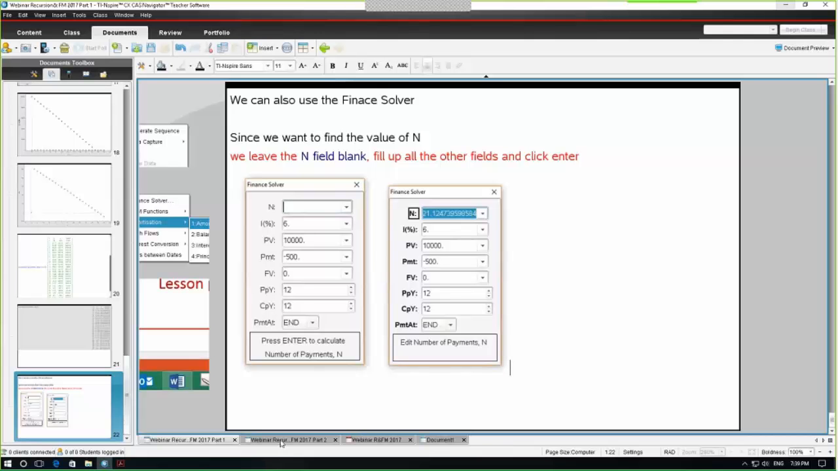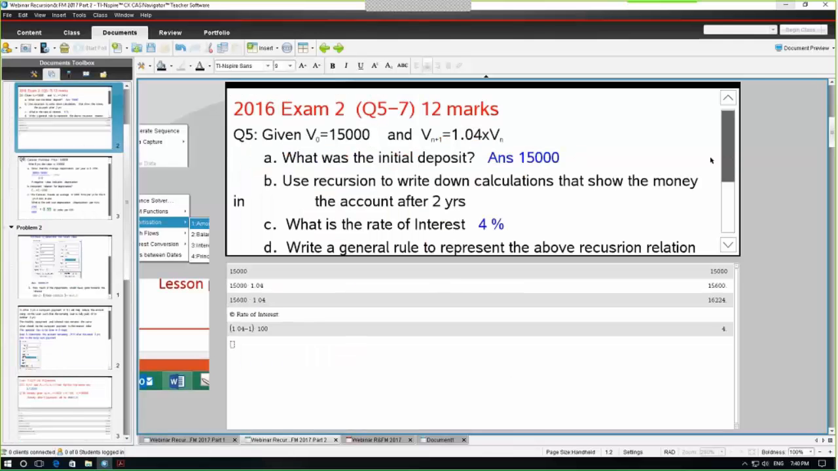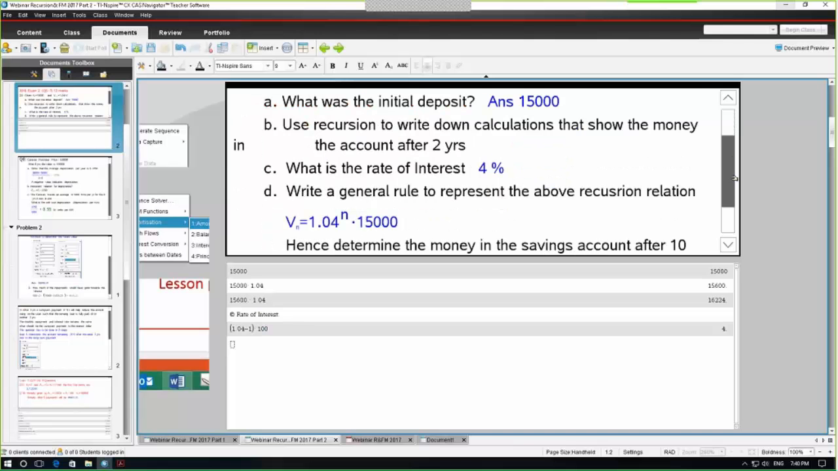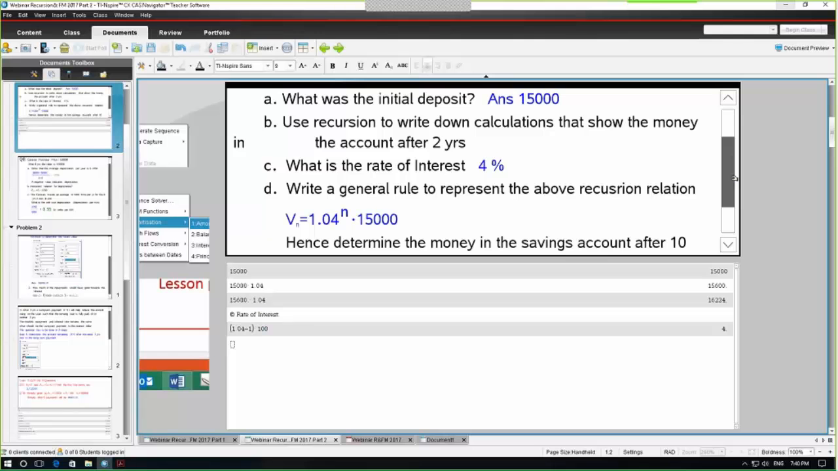Yep. All right. Now, this screen over here has got the 2016 exam 2 questions. Now, some of the questions are very straightforward. If you have the exam in front of you, you'll see it's asking us what is the rate of interest and so on. So that's pretty straightforward. It says write a general rule. So it didn't ask for a recursion relation, but it did ask for a general rule. So which is that, and we've already been through that one there.